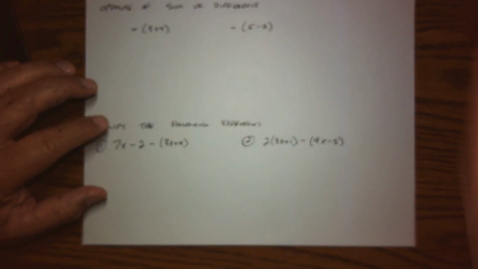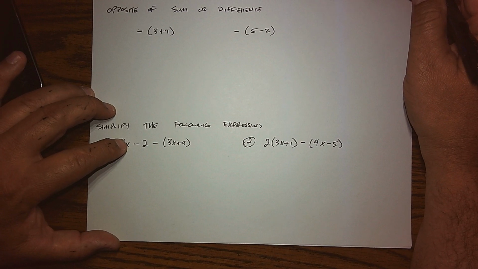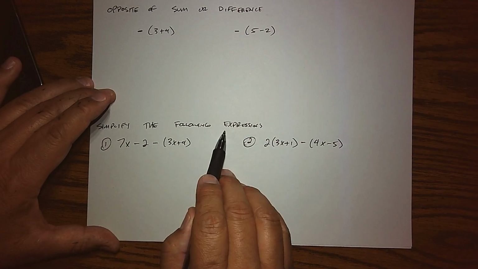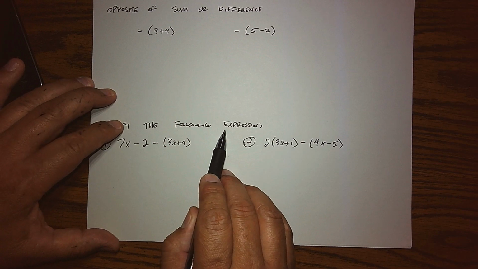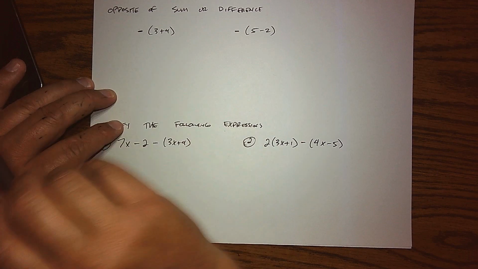Okay, so last video of chapter 1, we're finally done with it. Well, we're going to take a look here. We're going to eventually revisit the idea of simplifying expressions. But before we do that, I'm going to add a little nuance. We're going to talk about taking the opposite of a sum or a difference.